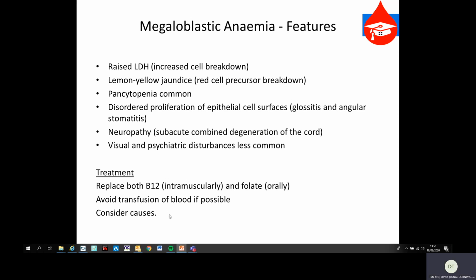And then we think about what the cause is in our young chap, maybe thinking about pernicious anemia, referral to gastroenterology possibly.